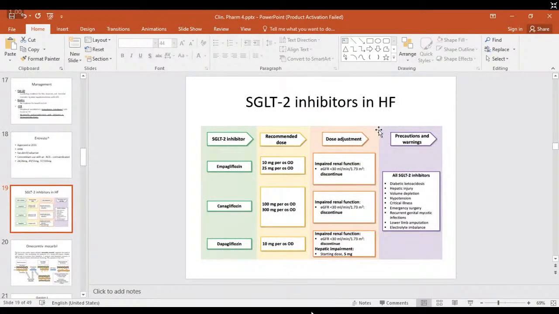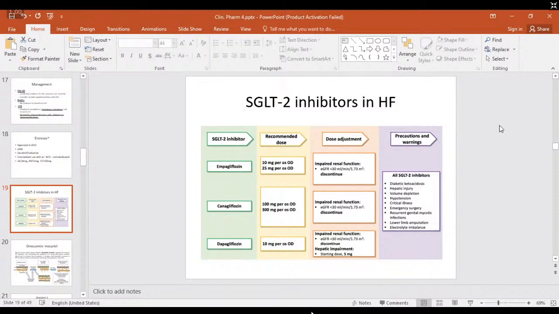SGLT inhibitors are another class of drugs that is nowadays very, very modern, let's say. And in a couple of years, probably most of patients with heart failure are going to be on SGLT2 inhibitors, even though you probably know them as anti-diabetic drugs.